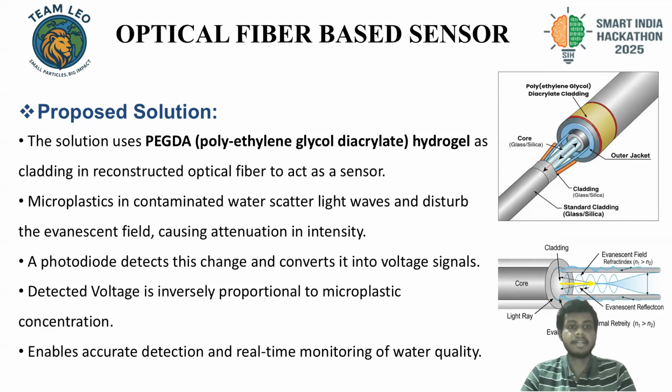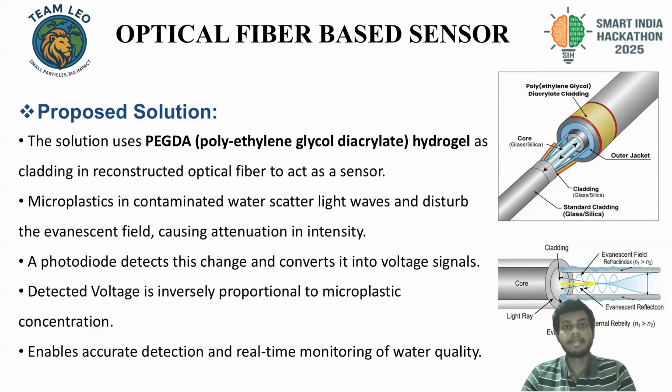The microplastics that are contaminating water have the property to scatter any light wave or EM wave. The evanescent field, which is a standing wave that propagates with the light, gets scattered away. As we provide light at one end of the optical fiber, it passes through multiple total internal reflections inside the cable, but on coming in contact with the water concentrated with microplastics, they tend to scatter away the energy or the intensity of the light wave. Hence, we get a lower intensity light at the other end of the optical fiber.